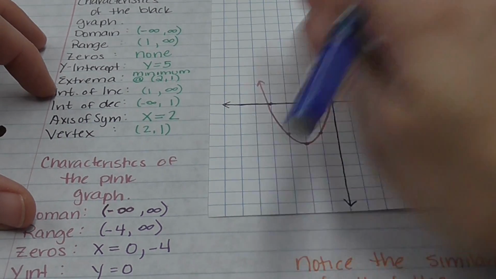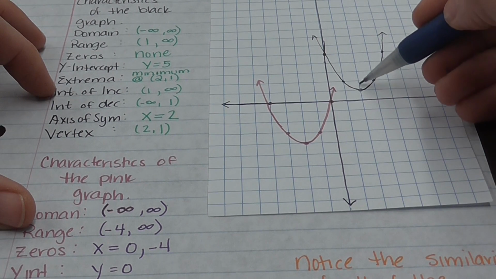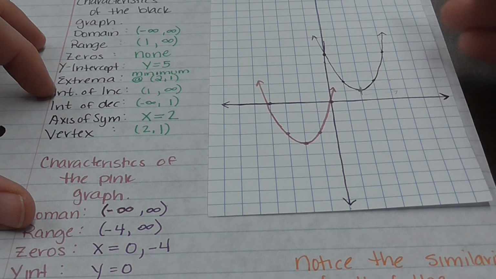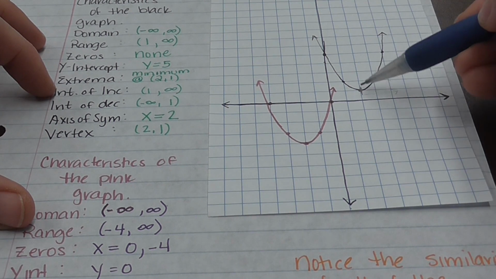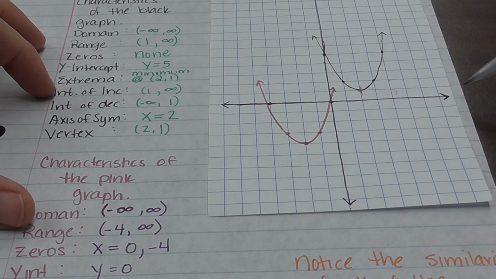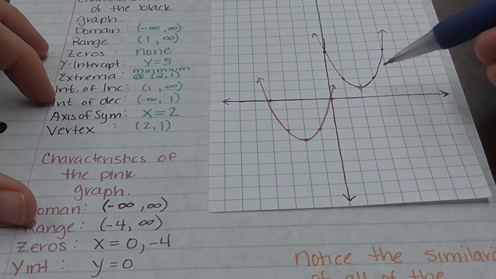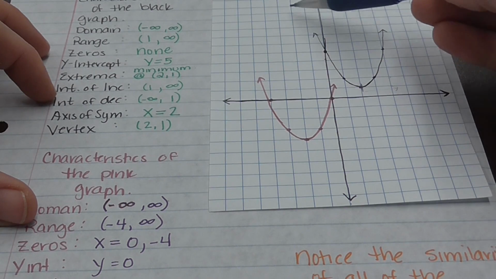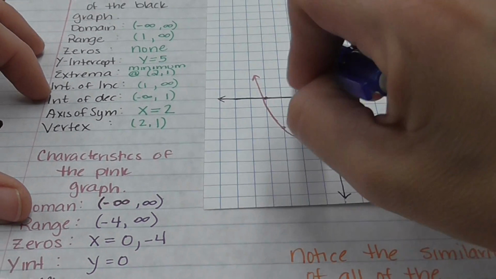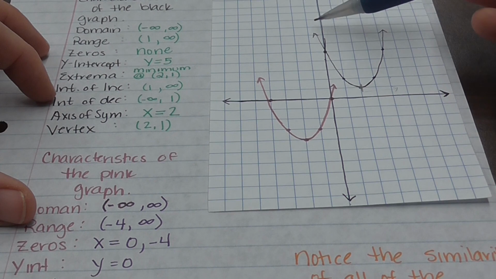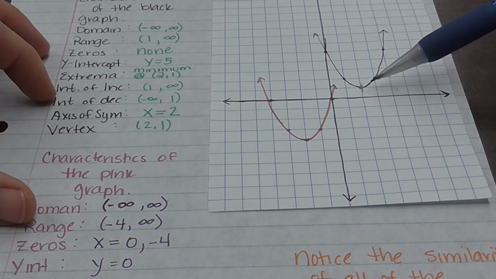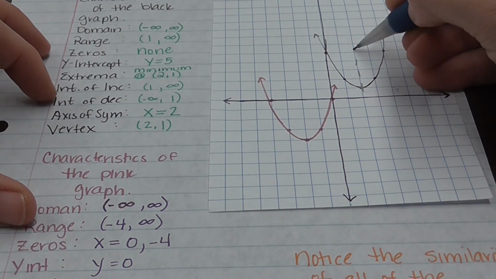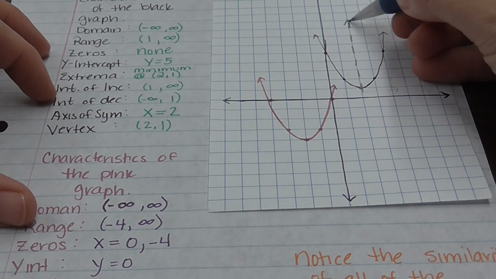Interval of increase. As I'm reading from left to right, starting here and moving in this direction, the graph is increasing at all times. So your interval of increase starts at 1 and goes up to positive infinity. Your interval of decrease, well, from negative infinity all the way to this point, it's decreasing the whole time. As I'm reading it from left to right, it's going down. So your interval of increase is from negative infinity to 1. Your axis of symmetry is this vertical line that cuts the graph in half. This is a vertical line at x equals 2.